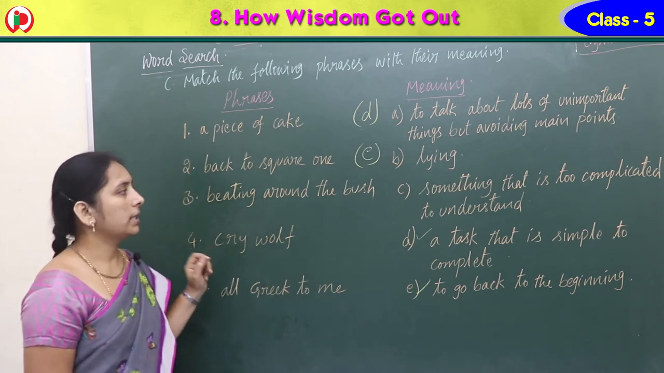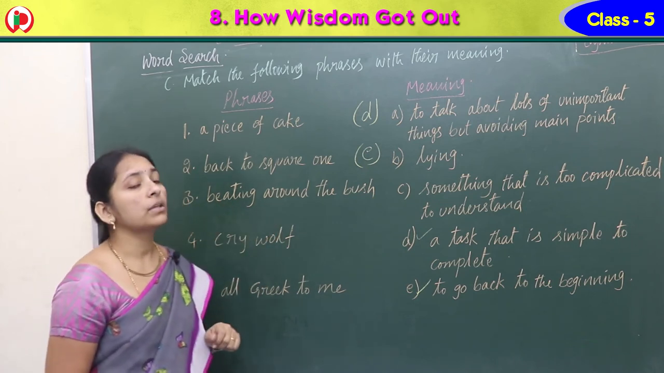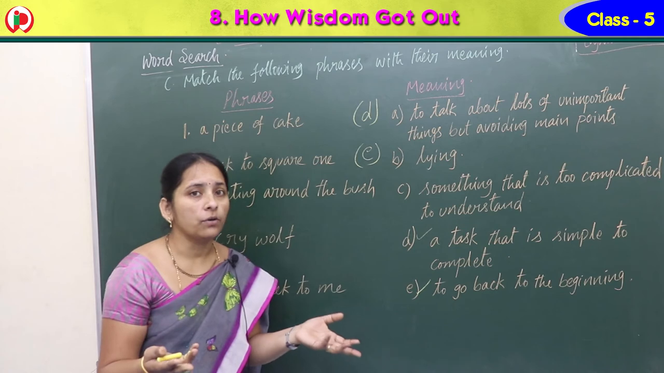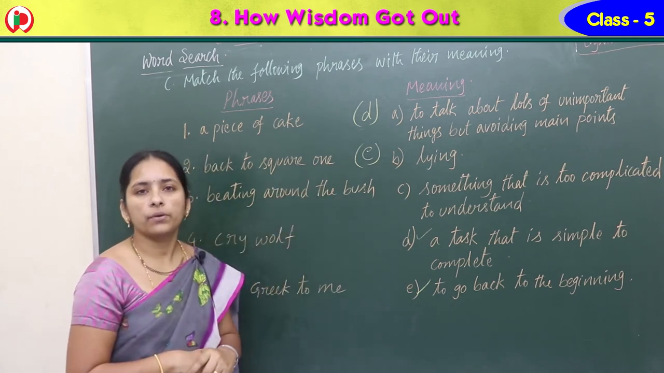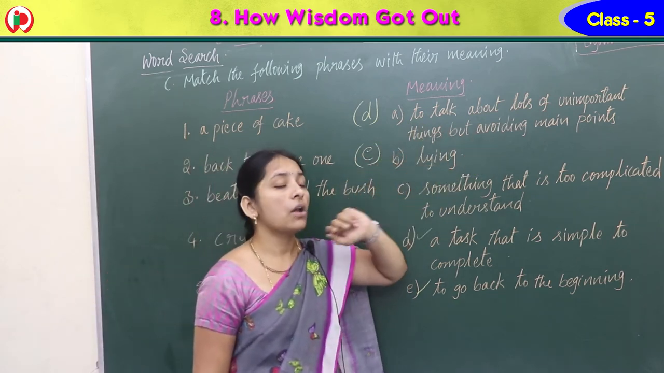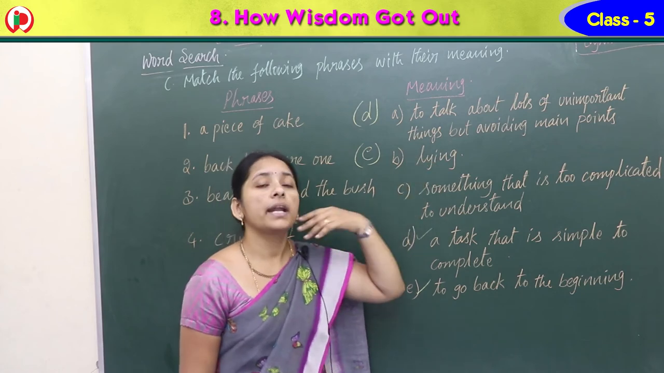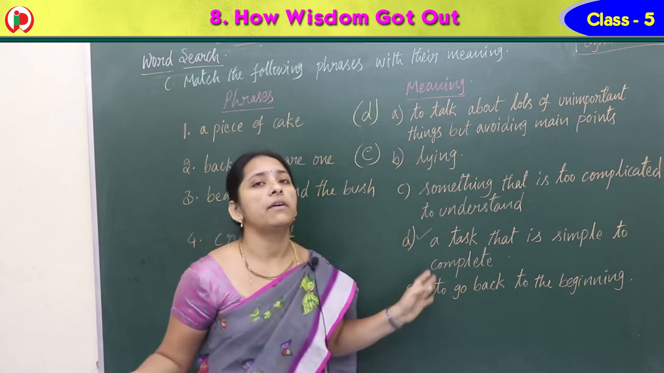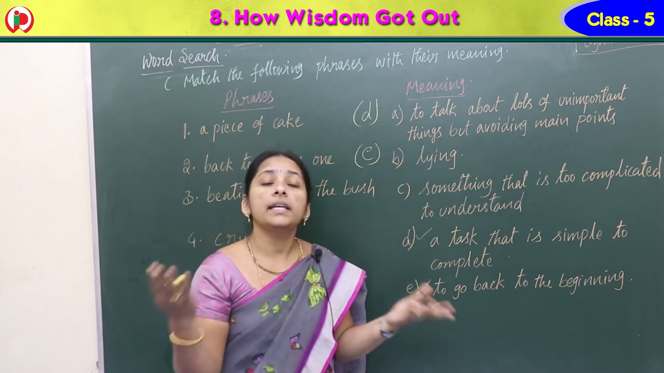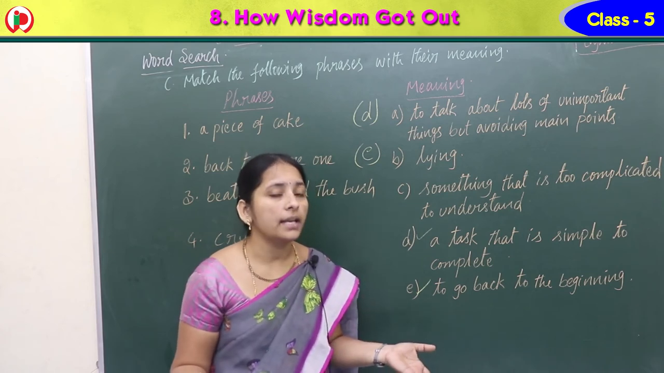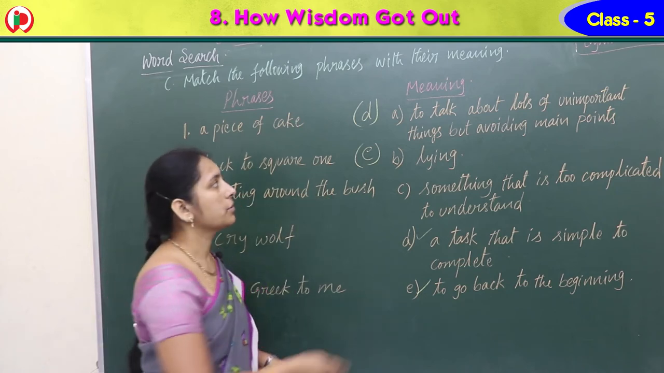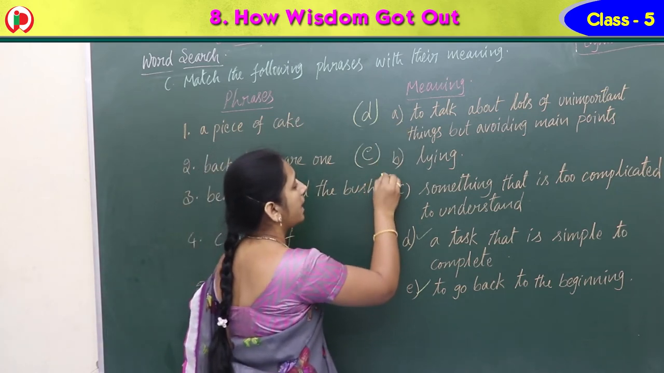Okay, next one, what do we have? Beating around the bush. Beating around the bush means we don't get to what is important. Unnecessarily we think about other things. So to talk about lots of unimportant things but avoiding the main points. Whatever is the main important point, we never discuss, but unnecessary points we take up. In that condition we can say you are beating around the bush. That means you are not telling the main point, you are telling unnecessary points. So where is it? A. This is the answer, option A.